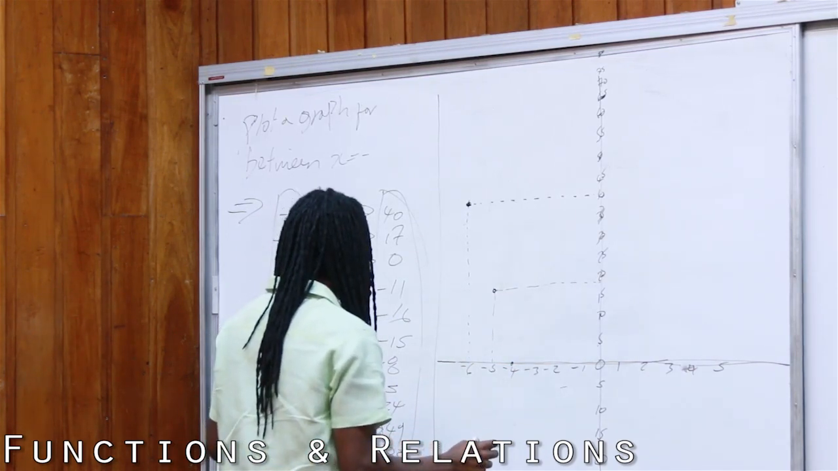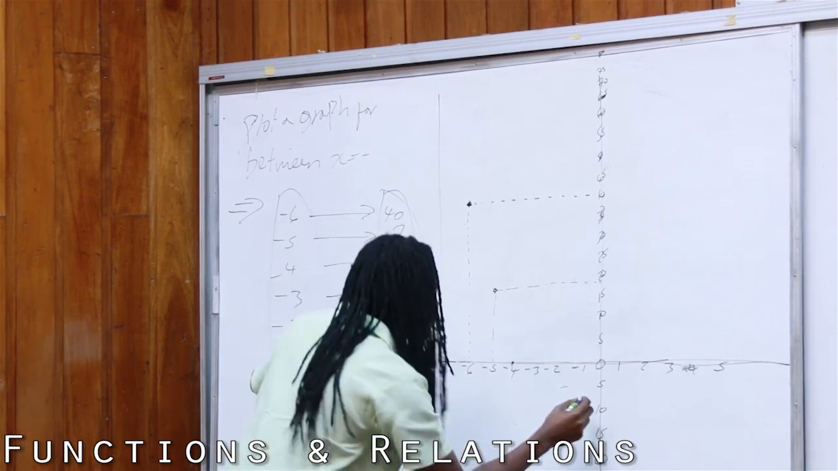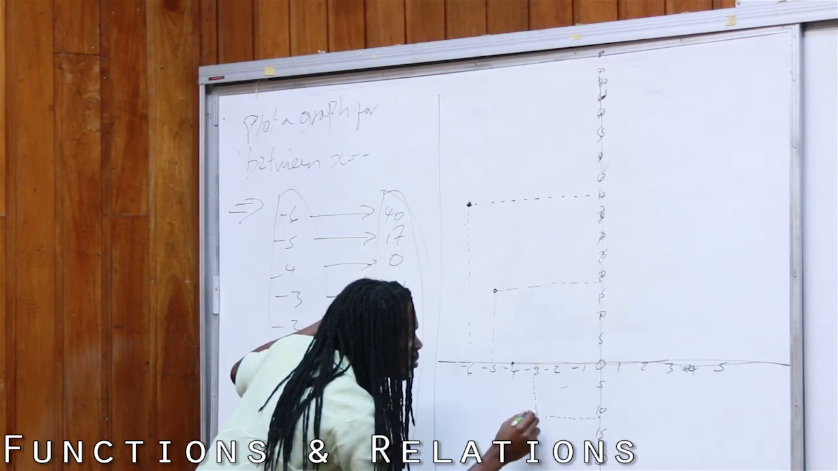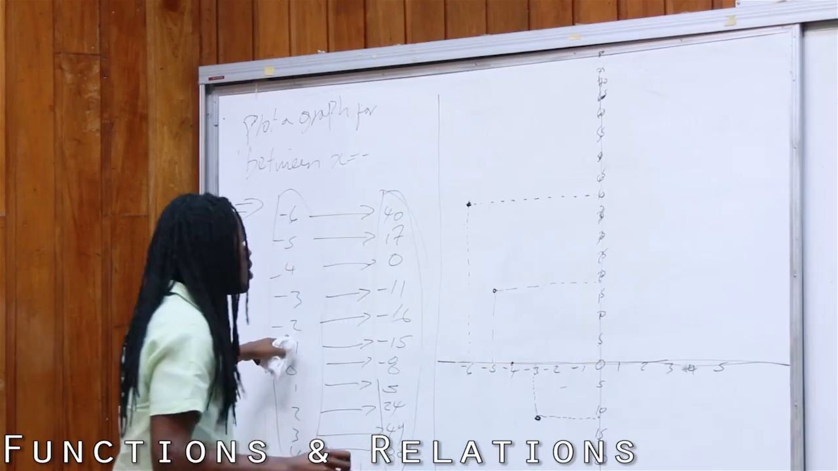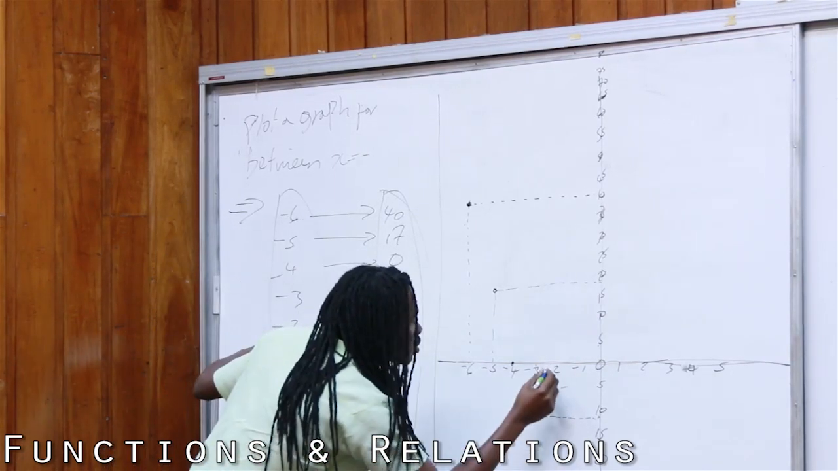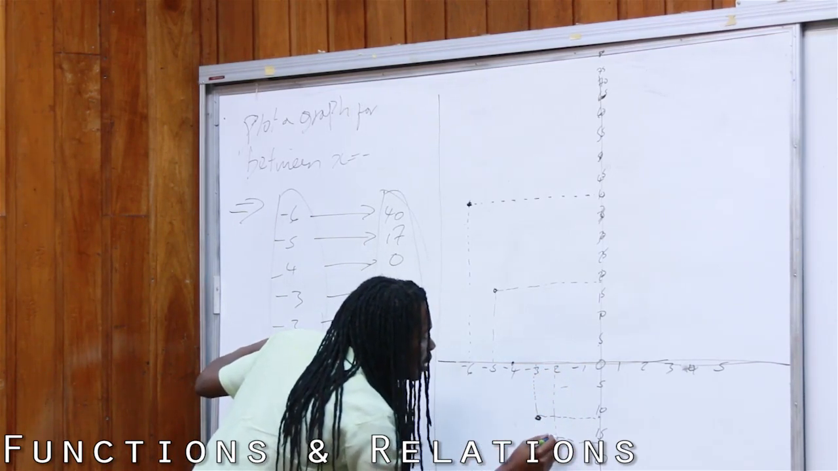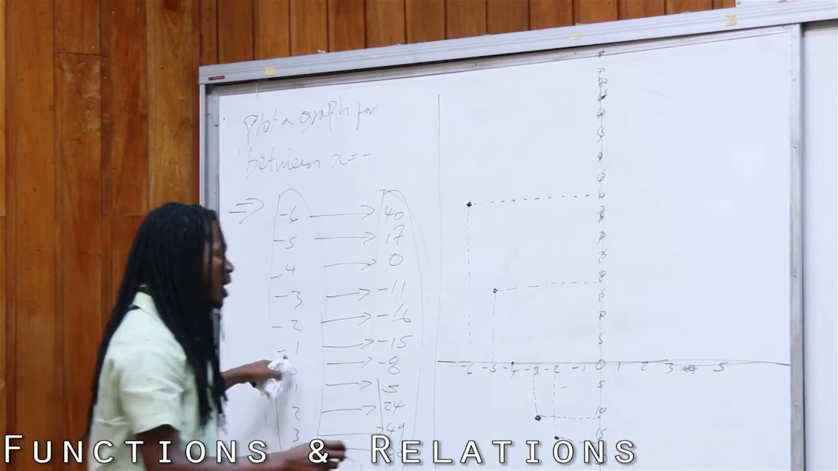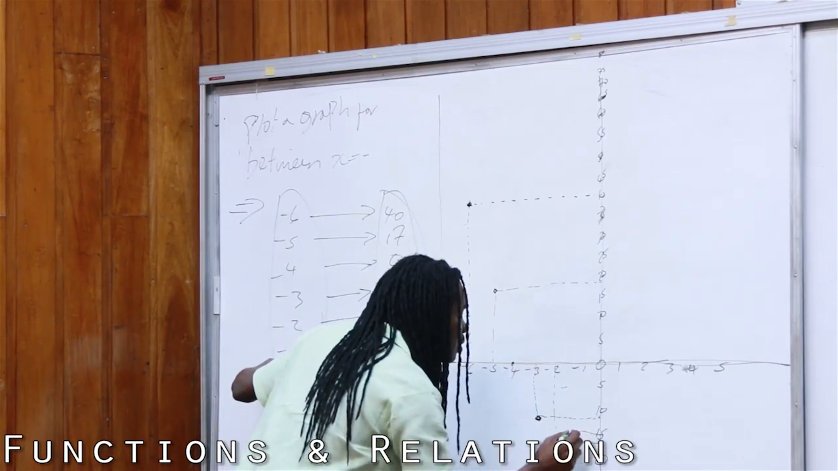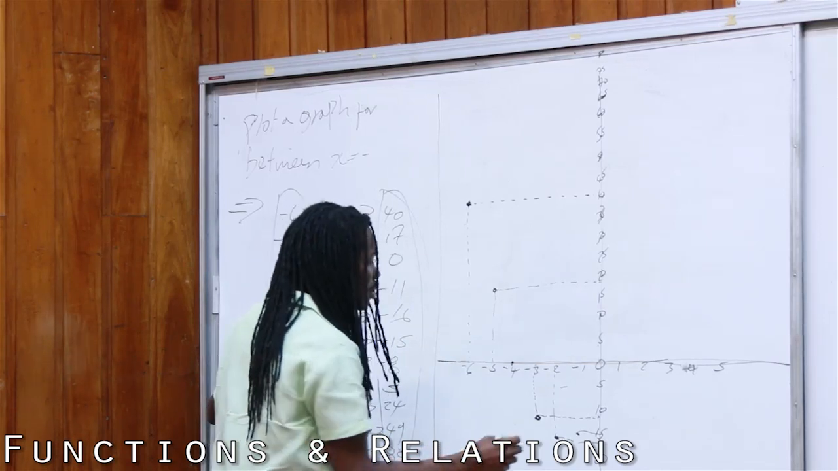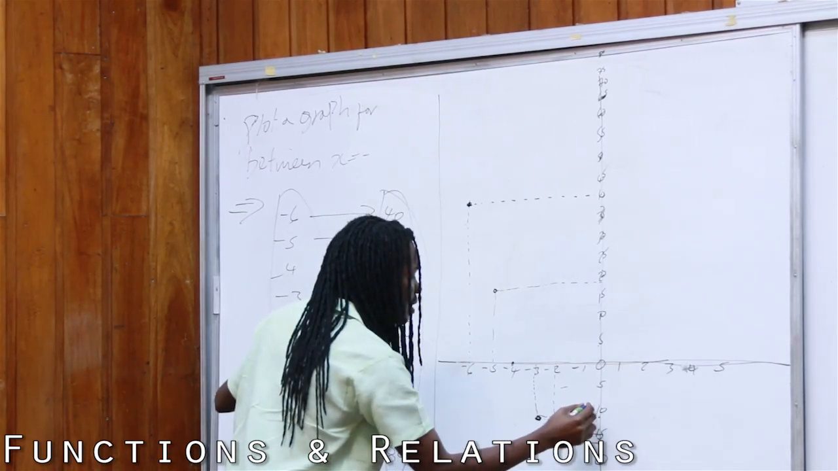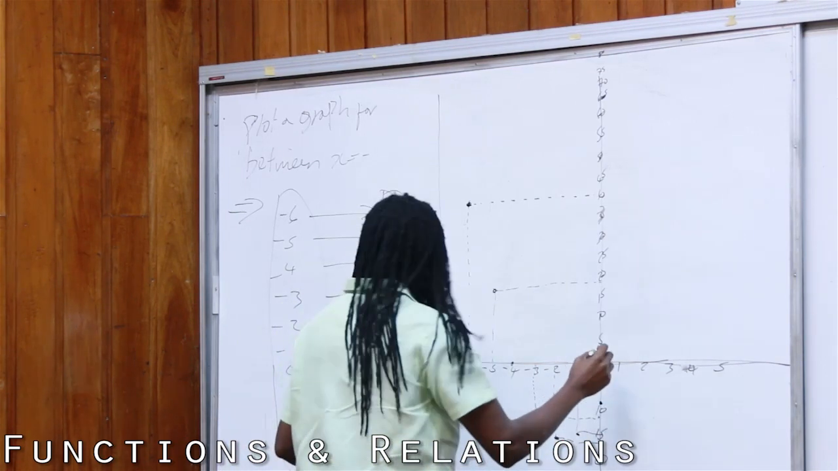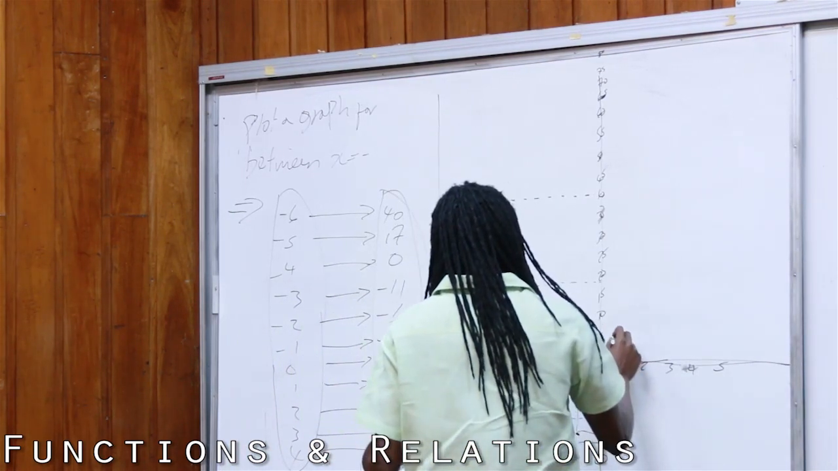Minus 3. Minus 11. So minus 3 is mapped onto minus 11, which is about here. Everybody see what I do? Minus 2. Minus 2 is mapped onto minus 16, which is about here. Minus 1. Mapped onto 15, which is about here. 0 is mapped onto minus 8, which is on the line about here. 1 is mapped onto positive 5, which is about here.